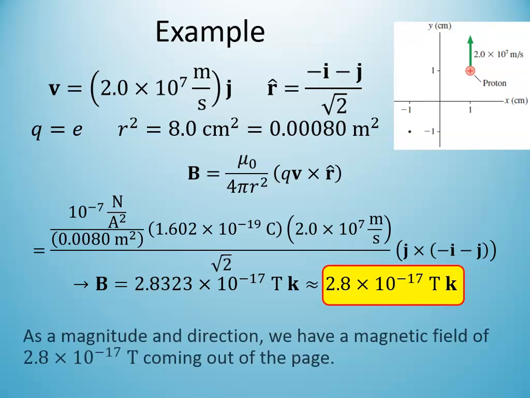Okay, so very cool example. Now, in terms of answering the overall question, the magnitude and direction of the magnetic field strength, if they wanted it as something related to the picture, that would be 2.8 times 10 to the minus 17 Teslas coming out of the page, directed out of the page. That is, if you're looking at the screen, it's directed straight toward your eyes.